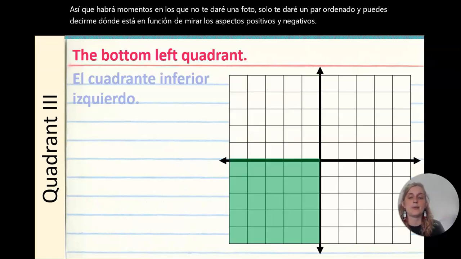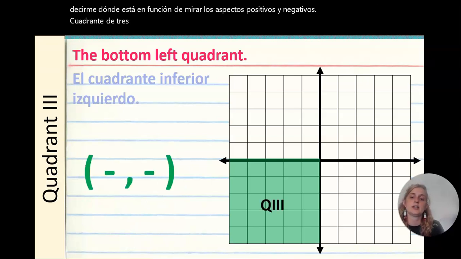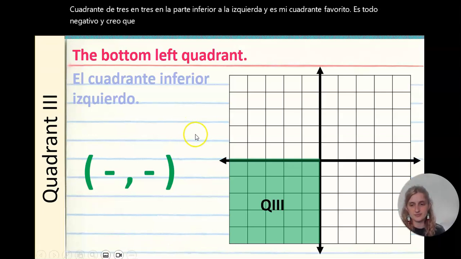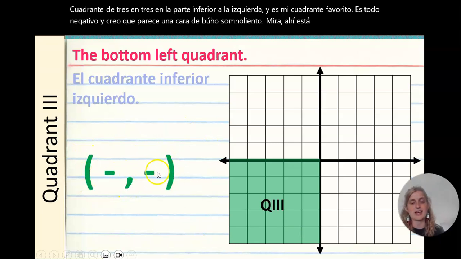Quadrant 3 is at the bottom on the left, and it's my favorite quadrant. It's all negatives, and I think that it looks like a sleepy owl face. See, there's the face, there's the beak, there are the sleepy eyes.